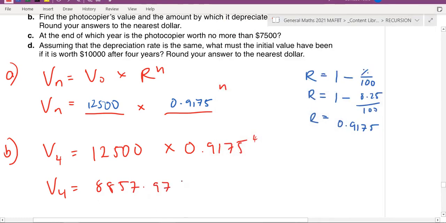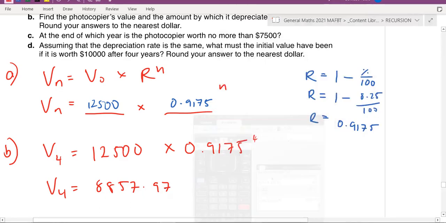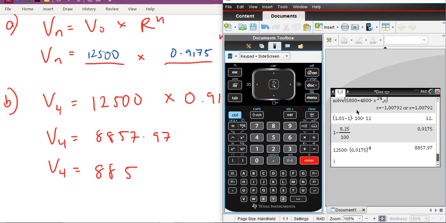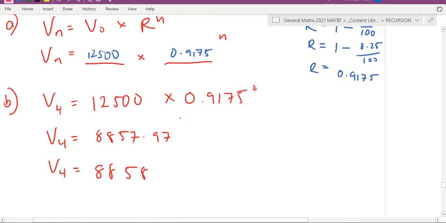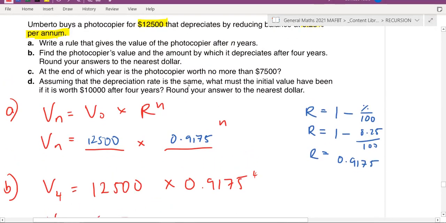Should it be a whole number? It says round to the nearest dollar, so what would it be? That's what I was going to get to. It says round to the nearest dollar, so it'll be $8,858.